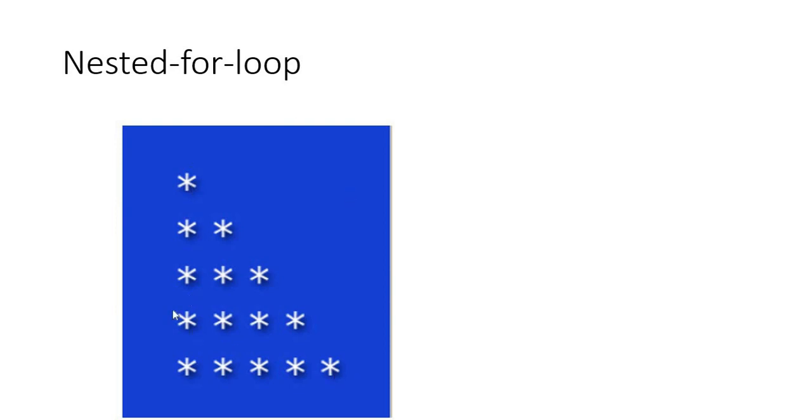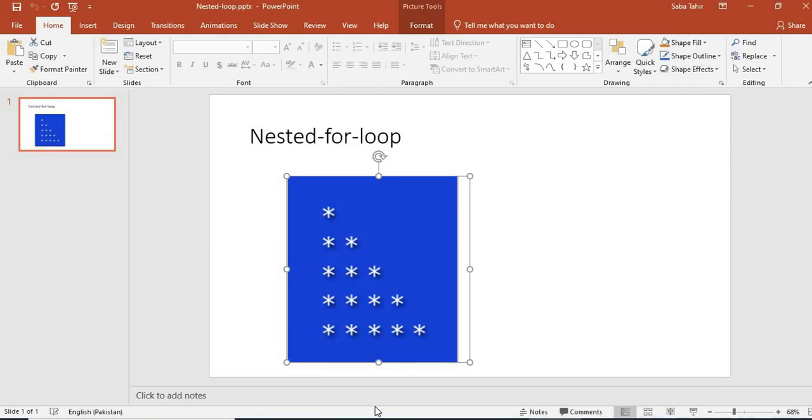1. A space is printed. 2, 3, 4, 5. So, there are 5 lines of star and 1 of the spaces. So, what will be its total length? 6. So, my outer loop will be of 6 and inner loop will print these stars and it will depend on the length of the outer loop. Okay, so let's discuss the example.